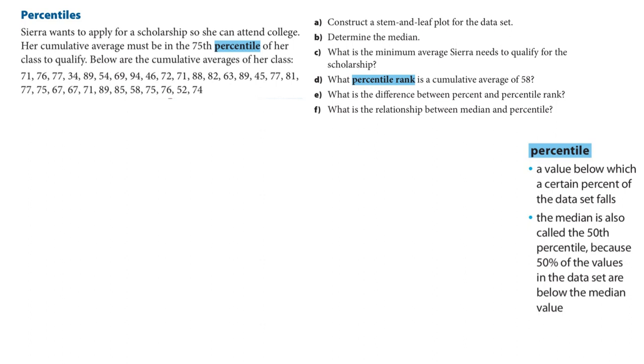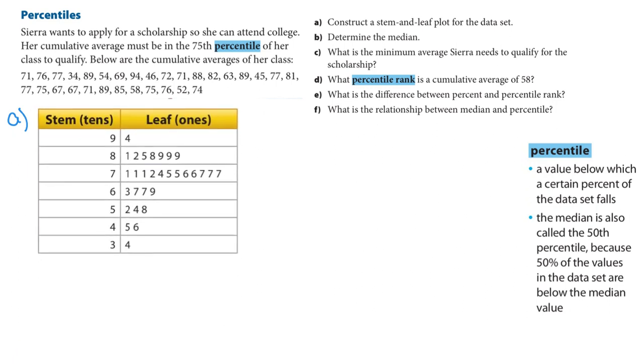So the cumulative averages of her class are listed there. These are all the students in her class and what their averages are. Part A wants us to construct a stem and leaf plot. A stem and leaf plot is a good way to organize data from smallest to greatest, which helps us greatly determine the percentiles. So the stem and leaf plot for this data set would look something like this.